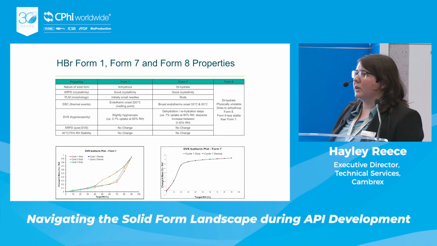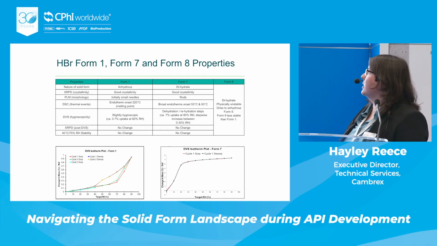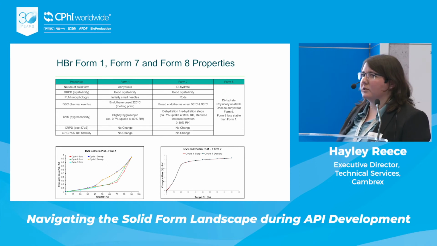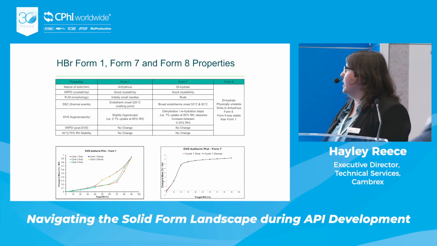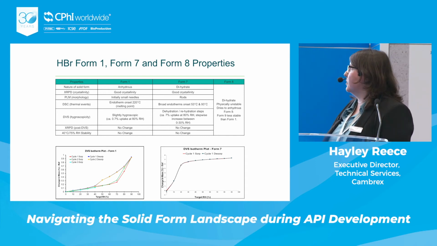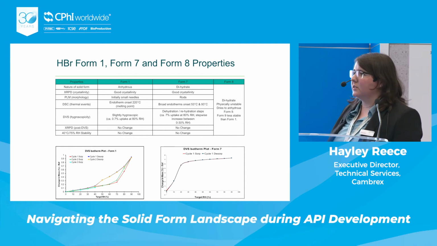Form 7 we characterized as being a dihydrate, so 2 molecules of water within the crystal lattice. And what we find for Form 7, and the DVS profile is down at the bottom here, is that there's very much a stepwise loss of water. So there's a stepwise increase and a stepwise decrease in the DVS analysis, which is very common for hydrates. Often you will see a stepwise change in the mass when we run DVS analysis for hydrated materials.